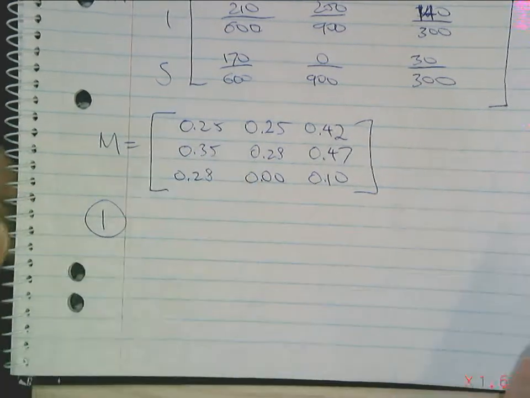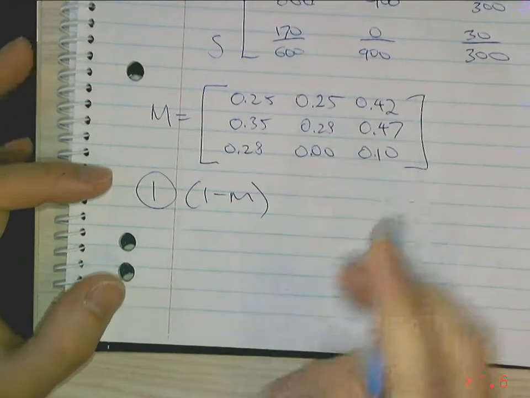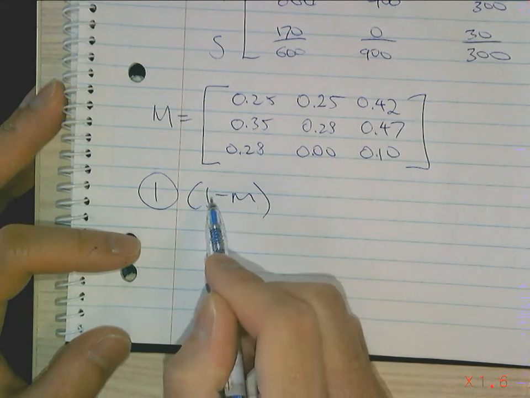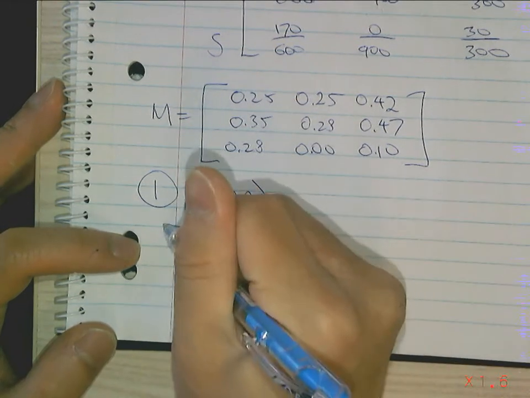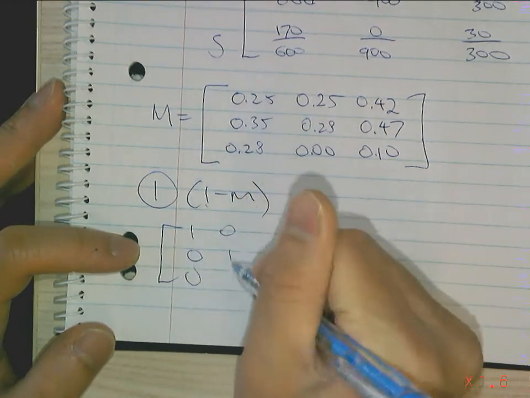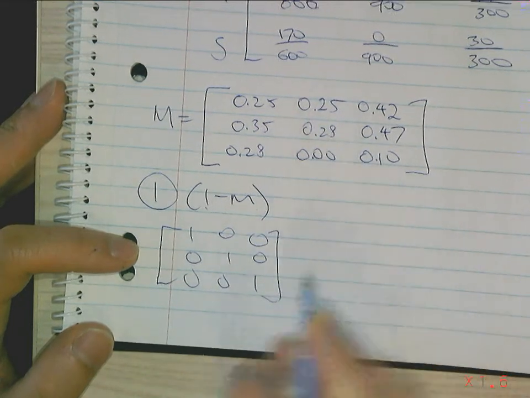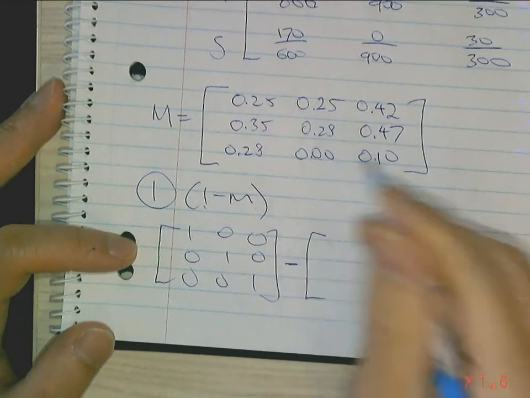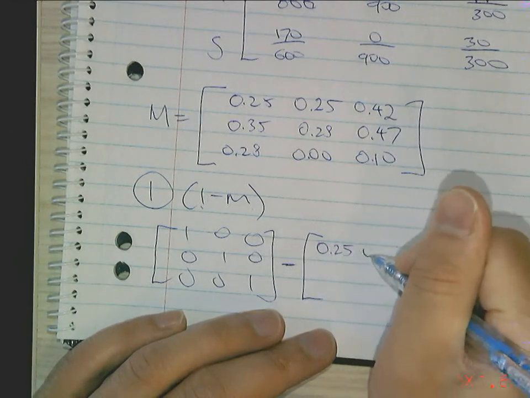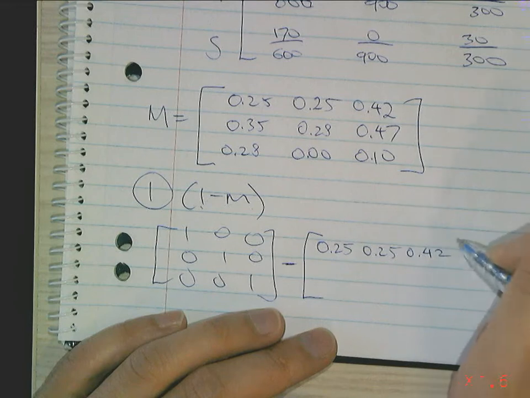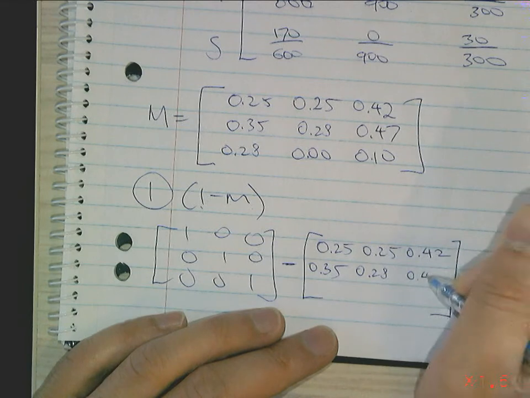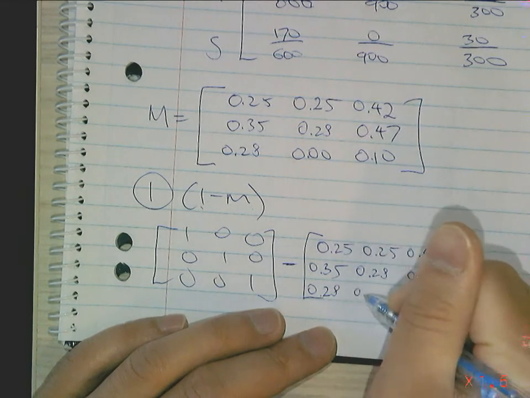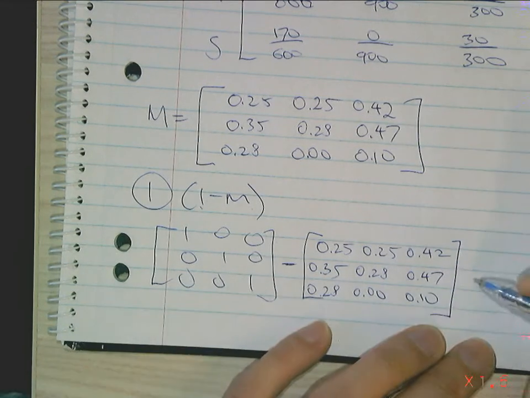Now we're going to follow the key steps here. What's the first step? We're going to go I minus M. What's your I matrix? It's the identity of the same size as your M, since when you're subtracting matrices, they need to be the same size. Since this is a 3 by 3, your I matrix is 1, 0, 0, 0, 1, 0, 0, 0, 1. Minus your M matrix, which we've just done here. So I'm just going to repeat it, which is equal to.